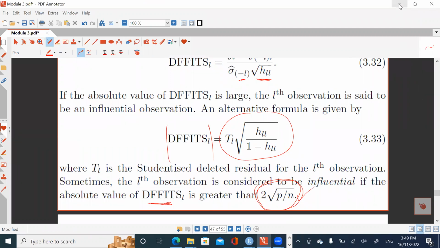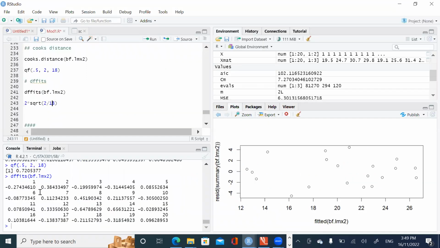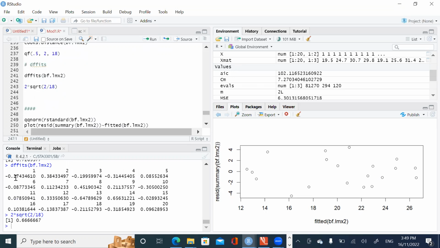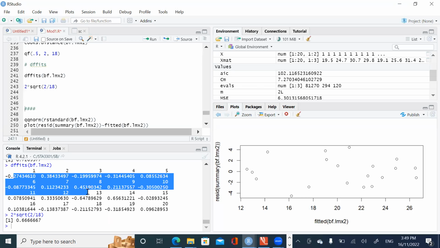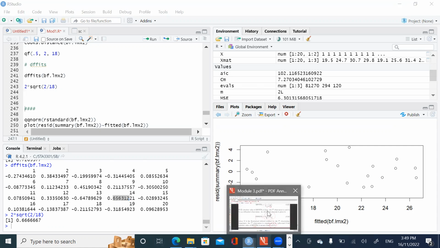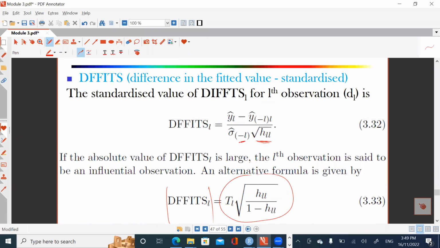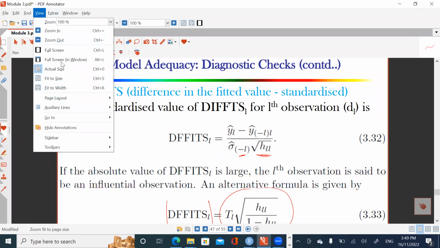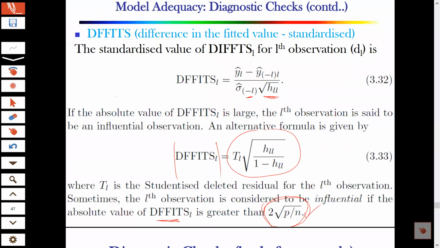If any of this value is greater than that, so these are the values here, and if any of this value is greater than 0.6, I think this one is close. This observation might be an outlier, because 0.66 is very close, probably not an outlier, but close to an outlier. So this is how we can check if any particular observation is an outlier or not. So this is the DFFITS.